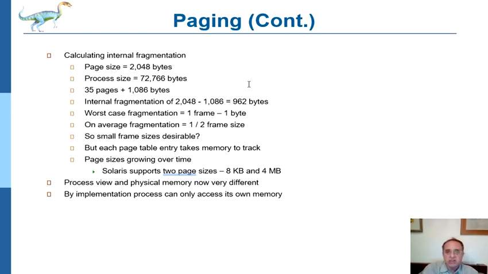The worst case of fragmentation would be the frame size minus 1 byte. In other words, if my page size is 2,048 bytes, the worst size would be 2,047 bytes of wasted space. On average, fragmentation will be half the frame size.